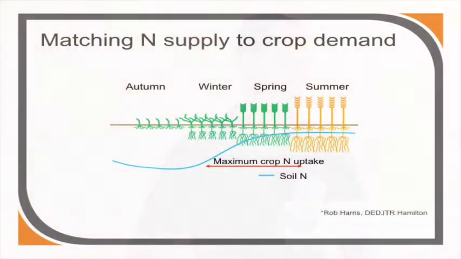So as I mentioned before, the ultimate aim is matching nitrogen supply to crop demand. We're all reasonably familiar with when peak nitrogen requirements for our winter crops are. It's going to be in that late winter and through spring period, when the crop's really growing rapidly and looking to take up as much nitrogen as it can.